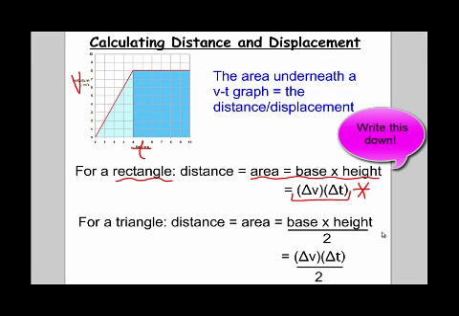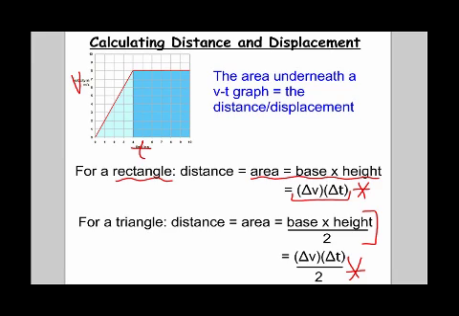If I have a triangle, I need just one extra step because the area of a triangle is base times height divided by 2. So now if I put that into terms like my graph, I can say the area or the distance for a triangle is velocity times time divided by 2. So make sure you write that down.